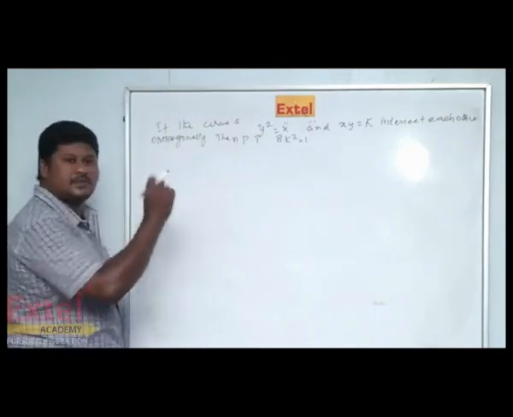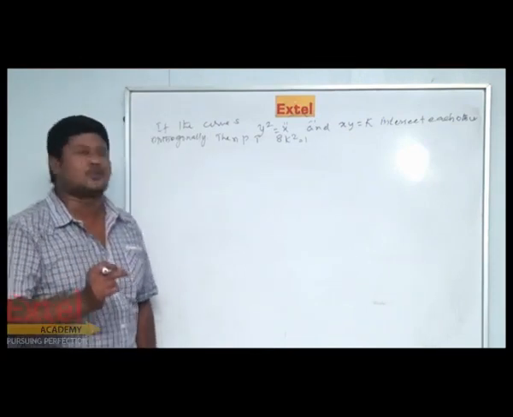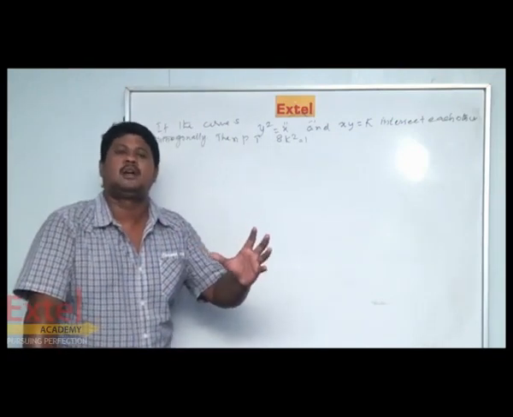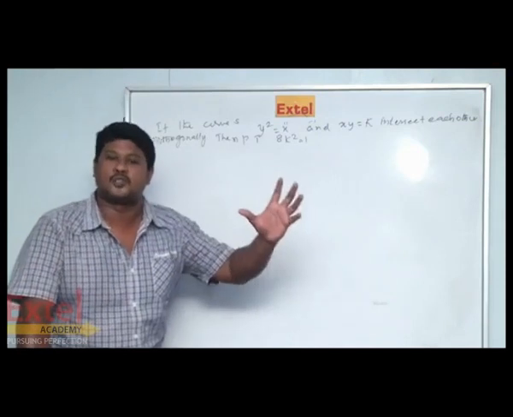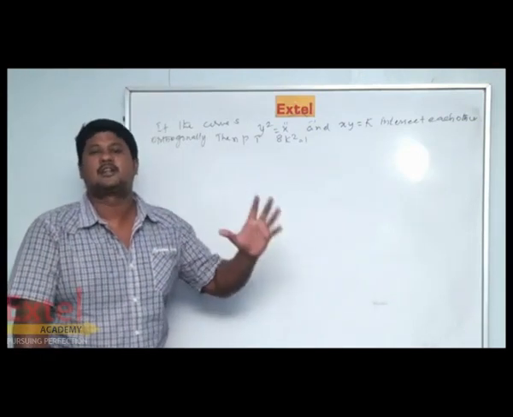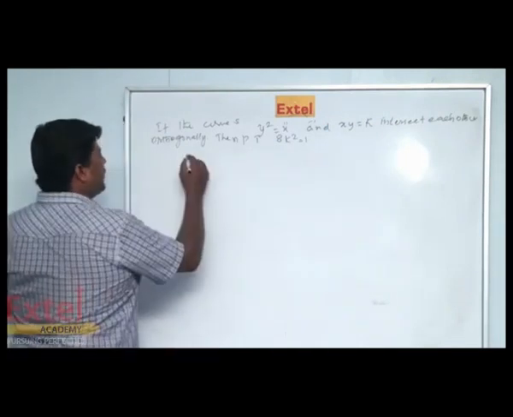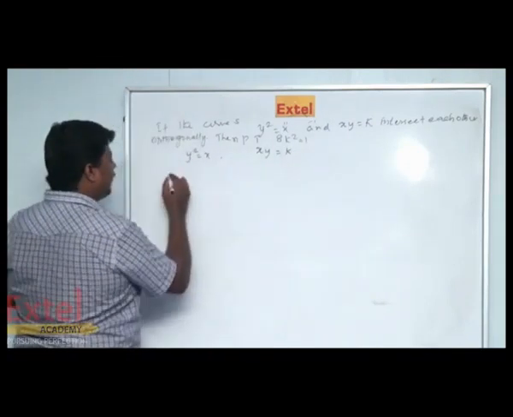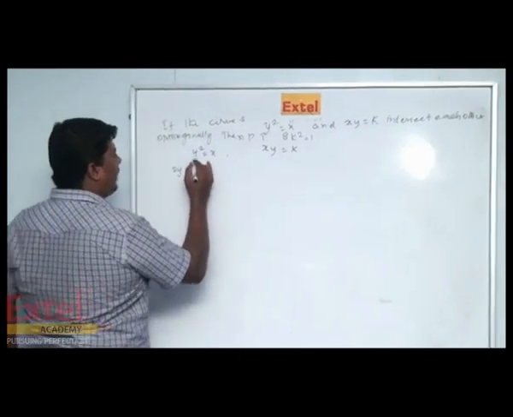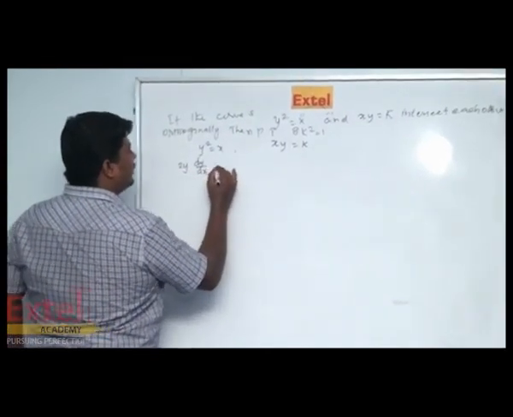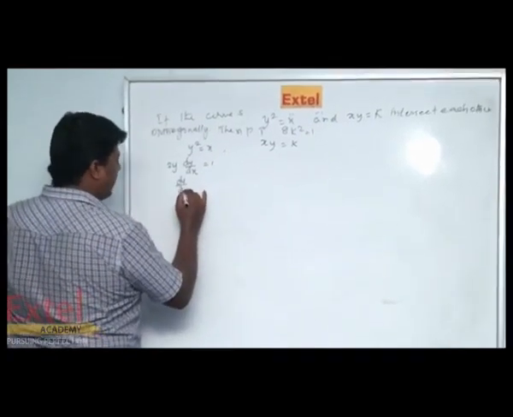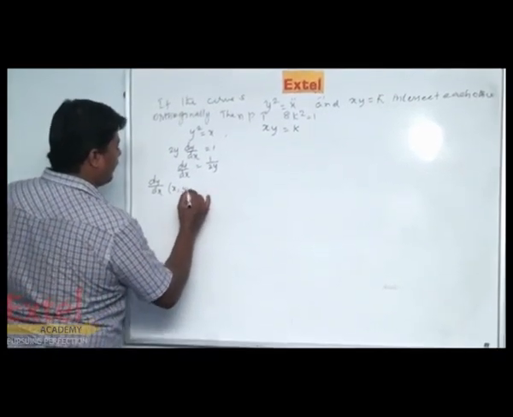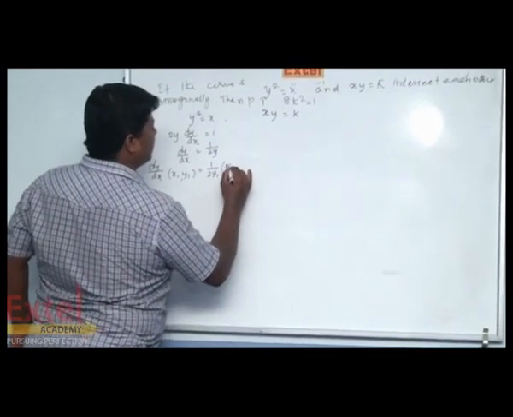Right. So if the curves y² = x and xy = k intersect each other orthogonally, which means that let us find the slope for the first curve and the slope for the second curve. The product of the slopes is equal to -1, which is the condition for the curves to cut orthogonally. Now I am taking y² = x on one side, and on another side, xy = k. Differentiate: 2y dy/dx = 1. Therefore, dy/dx = 1/(2y). Now at any point (x1, y1), it should be 1/(2y1). Say this is m1.